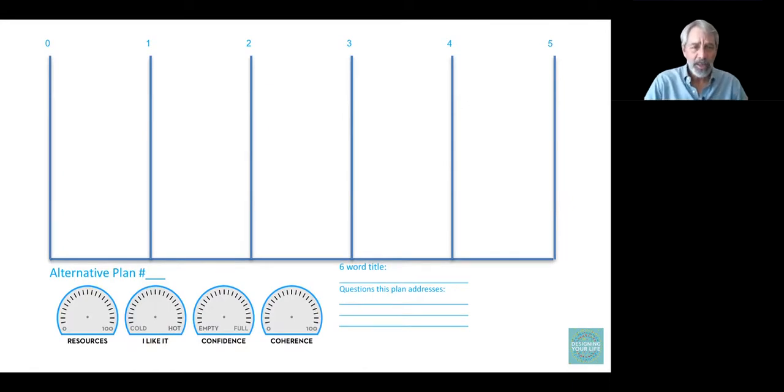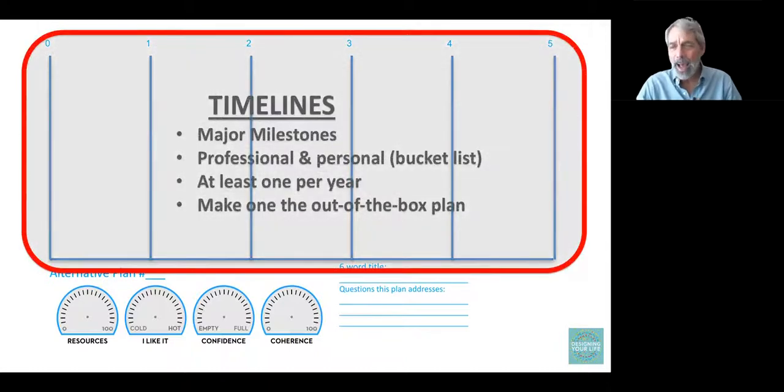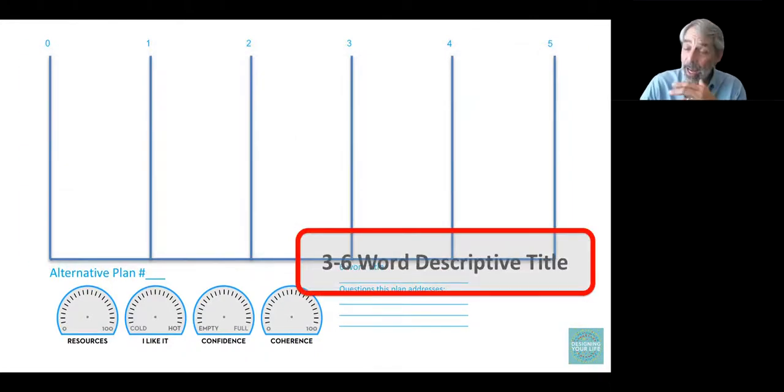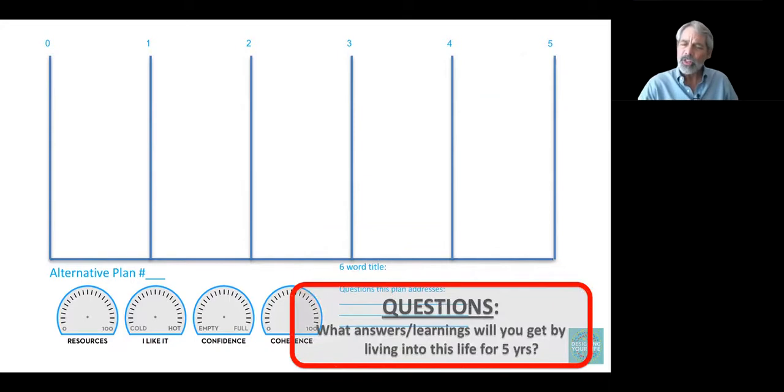3 panels look just like this, where there's 5 years, 0 is today, and then you lay in a timeline of professional and personal activities. I'll give you an example in just a second. Then you write a little title of if you lived that movie into reality, what would that movie be titled? Then there are these questions you ask, not questions about the plan, but questions living this way would enable you to answer, or at least get insight on.